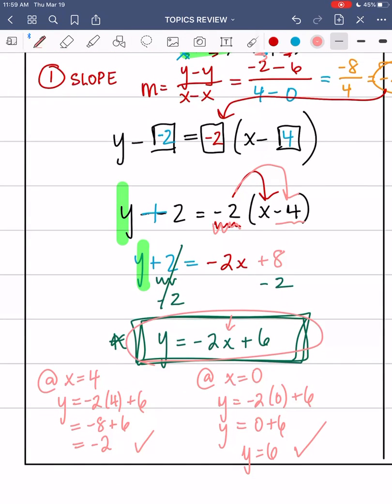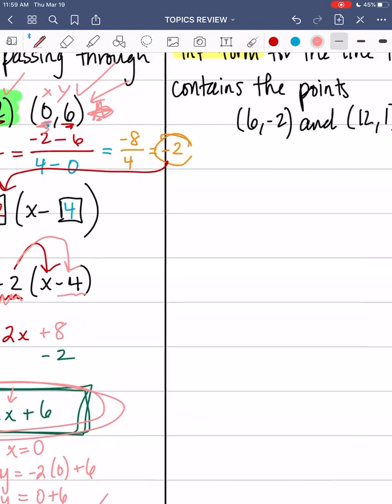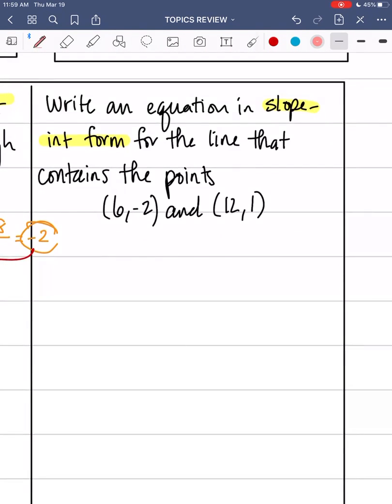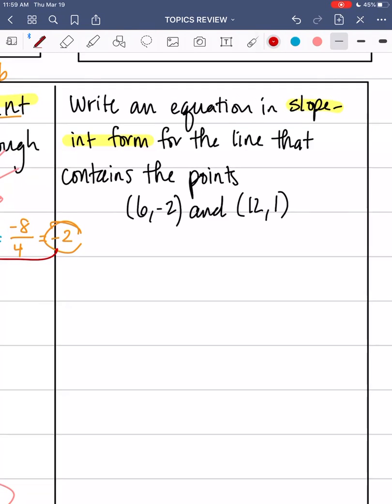So final answer right there. That's a lot of arrows. Okay, next one. Write an equation in slope-intercept form for the line that contains the points (6, negative 2) and (12, 1). Okay, we know how to do this. We just barely did it. First things first, we need to find the slope. So m equals finding the slope.